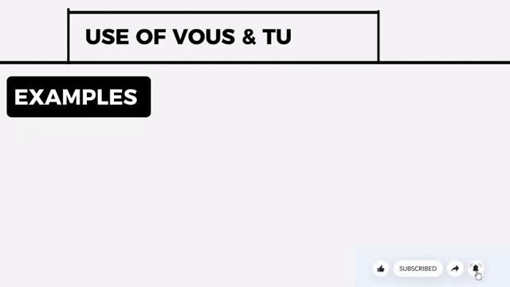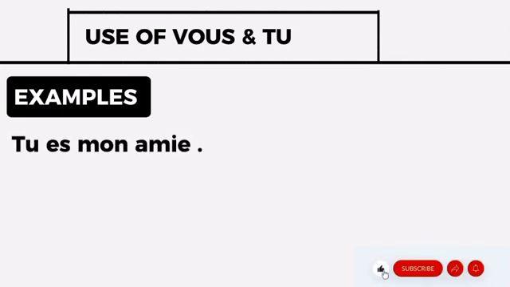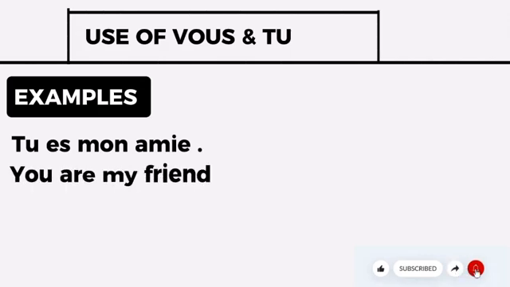Now let's take a look at the second sentence, and this is "tu es ami, tu es ami," and this means you are my friend, you are my friend. Now let's take a look at this sentence. You can easily say that the speaker is referring to a person in the same rank with him or her.